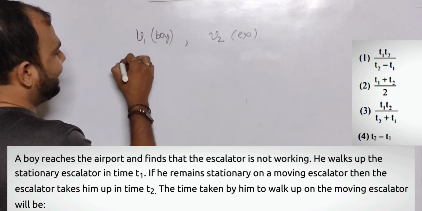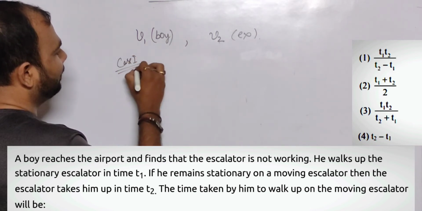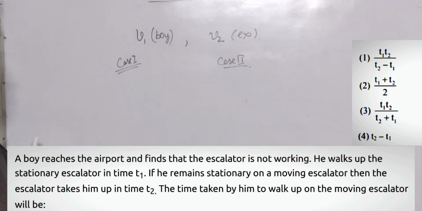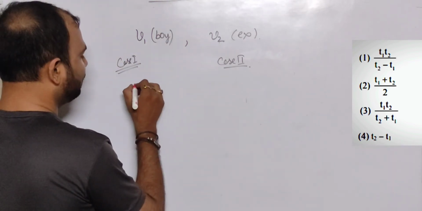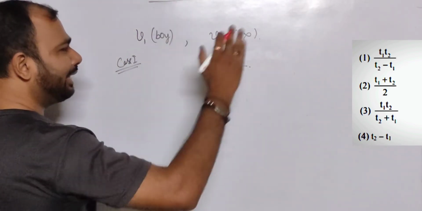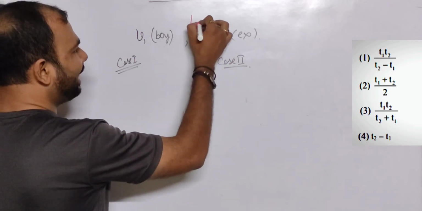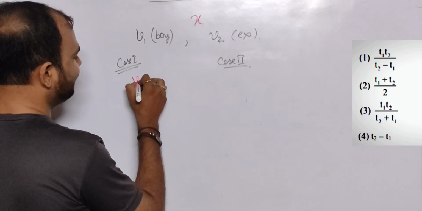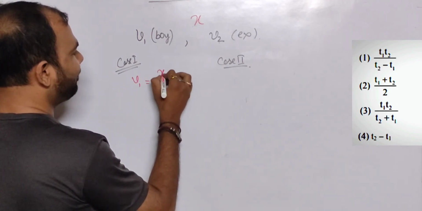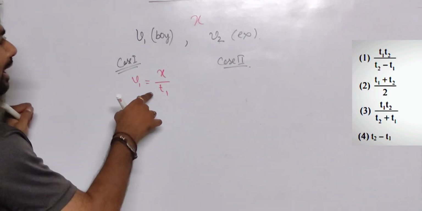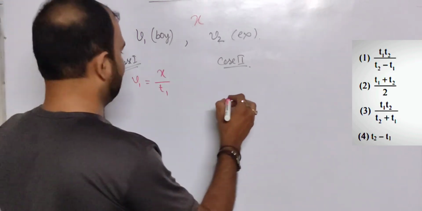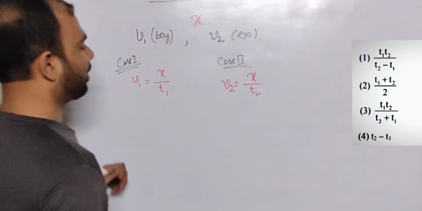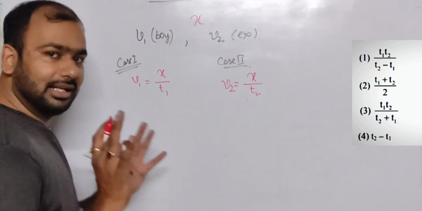In case 1 and case 2, in case 1 the boy is moving, and consider L, or x, as the height or the length he covered. So velocity equals distance by time: v1 = x by t1. In the question we have t1 time for the boy, and v2 = x by t2. We have to find the relative time.